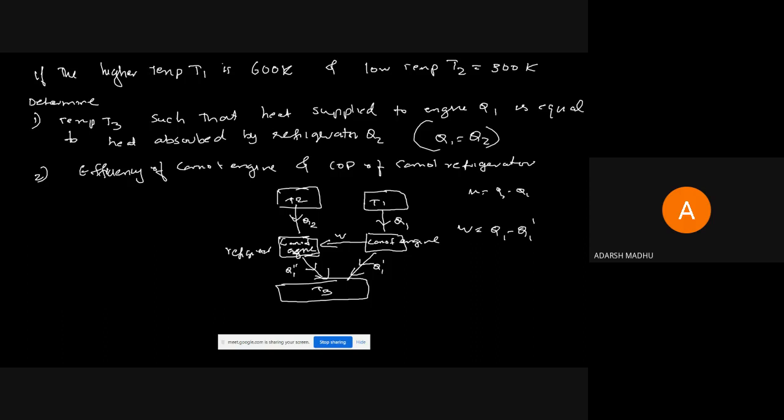So T1 value and T2 value are given. Please write down the given values: T1 is given as 600 Kelvin and T2 is given as 300 Kelvin. First question is to find the value of T3. And the second question is to find the value of COP of Carnot refrigerator and efficiency of Carnot engine.